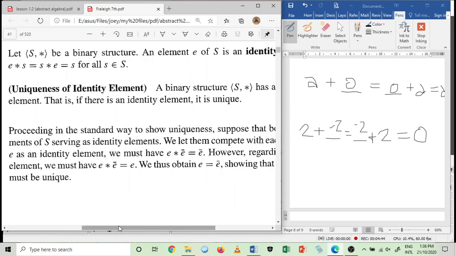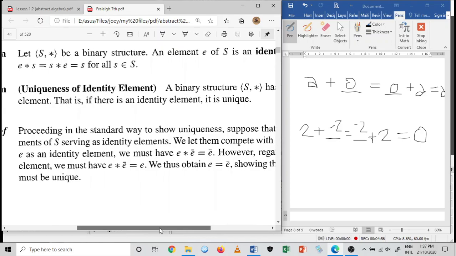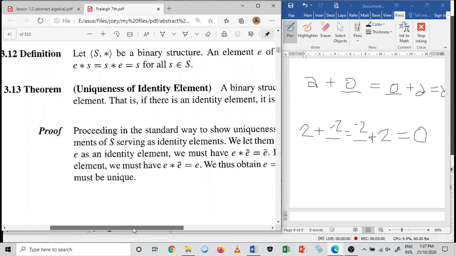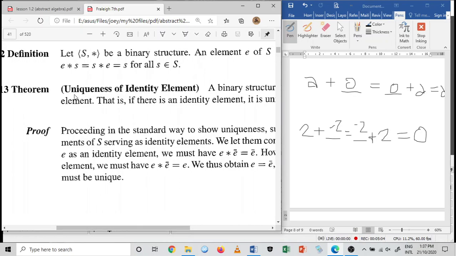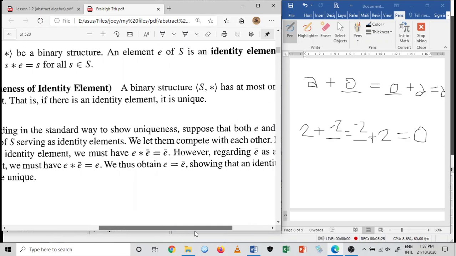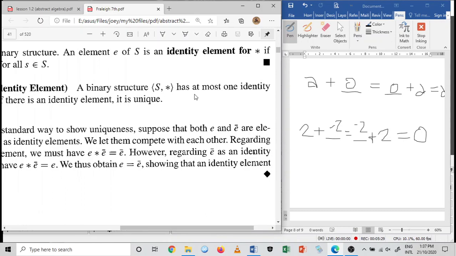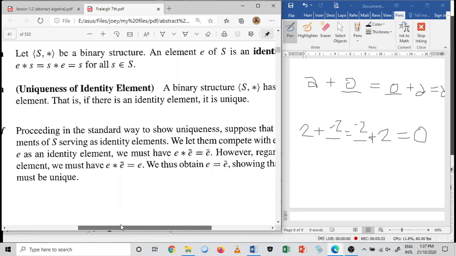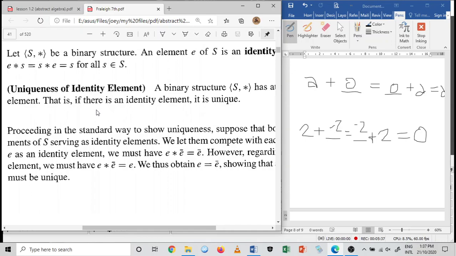We also said earlier in the activity that there can only be one such integer. Only 0 can do this. That observation can be formalized by a theorem asserting the uniqueness of the identity element, meaning there can only be one identity element in a binary structure, if such an element exists. So we say a binary structure S with an operation asterisk has at most one identity element. That is, if there is an identity element, then it must be unique.